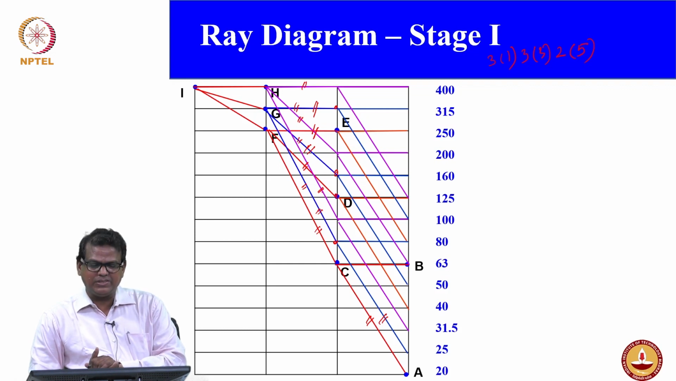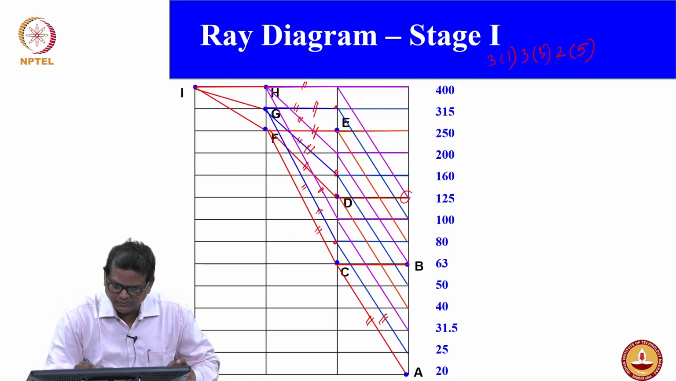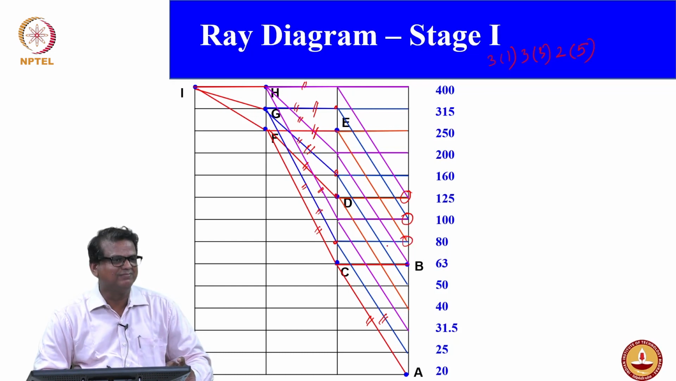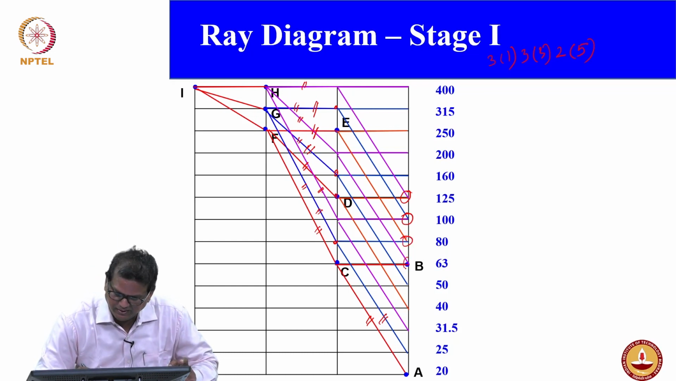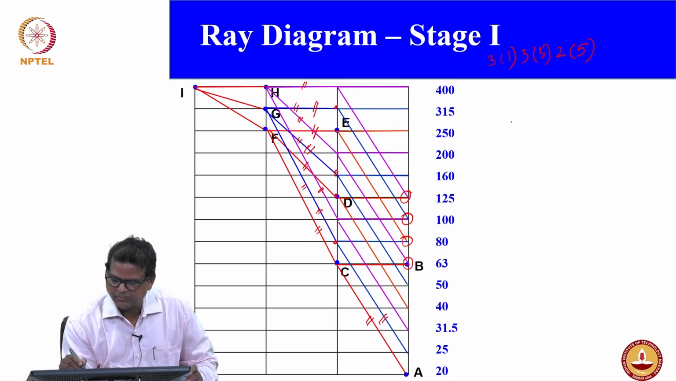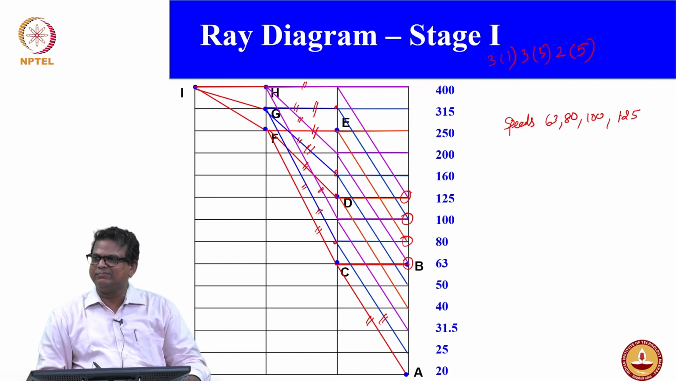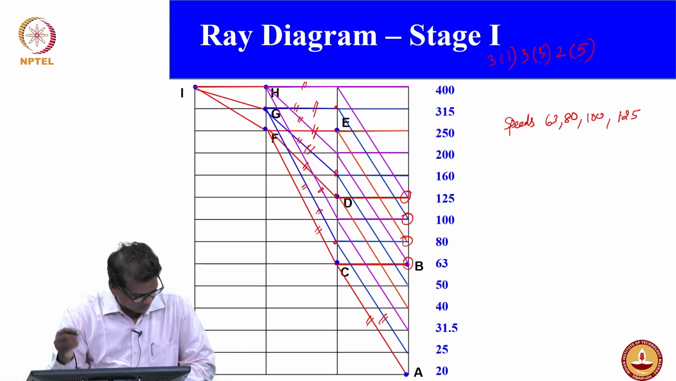There are 4 intersections which never happen in the regular gearbox. What are the intersections? 125 is one intersection, 100 another, 80 another, and 63. You can see that the speeds 63, 80, 100 and 125 are overlap speeds. It's called overlap speeds.